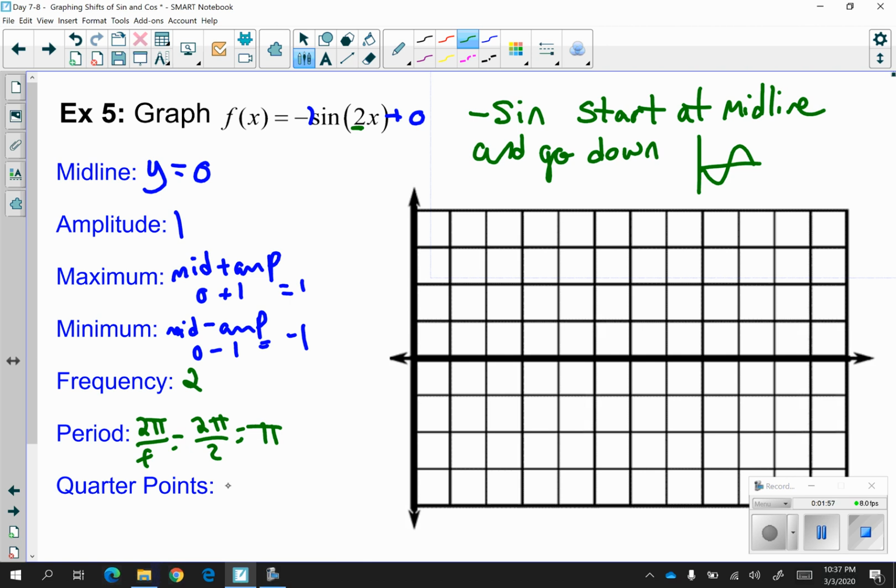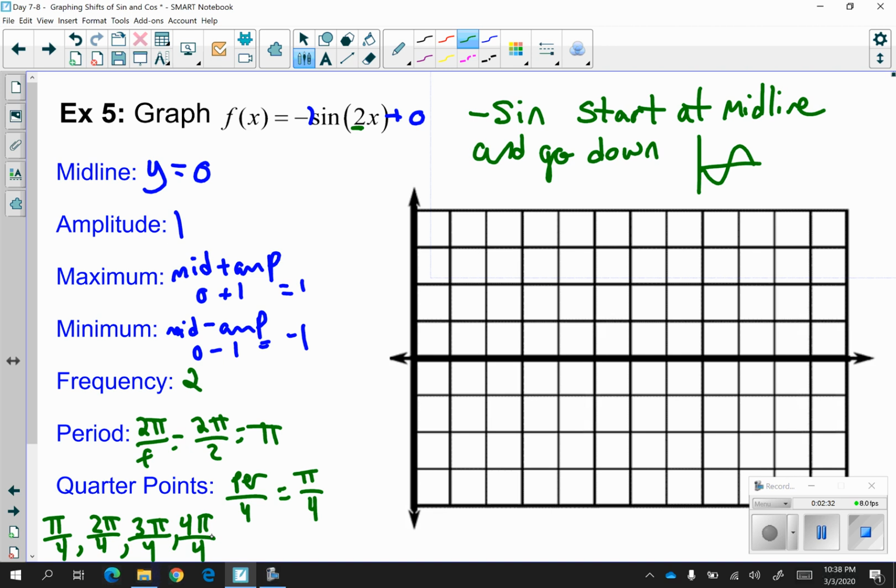The quarter points are your period divided by 4. So we have our first quarter point is pi over 4. That means the next quarter point is 2 pi over 4, 3 pi over 4, and 4 pi over 4. And notice how 4 pi over 4 reduces to just pi, which was your period. So your final quarter point and the period should always be equivalent.